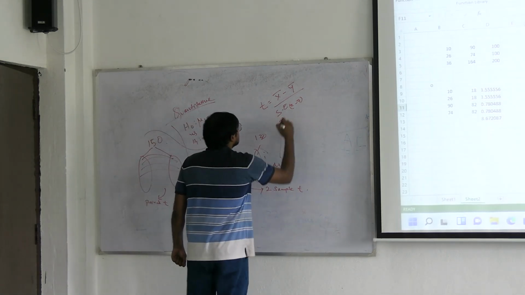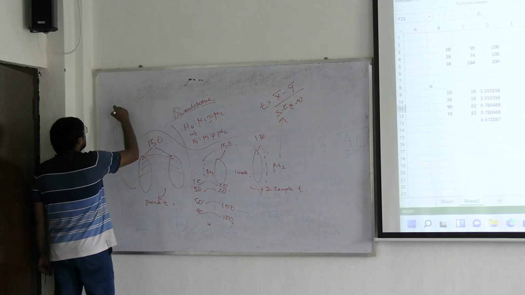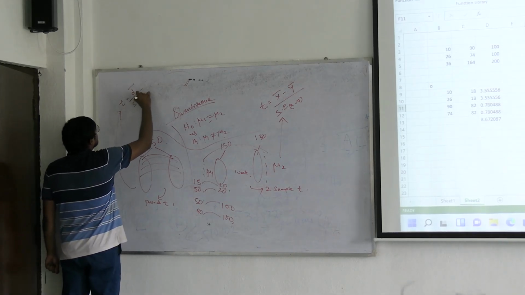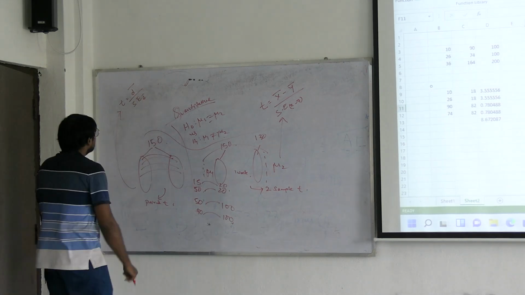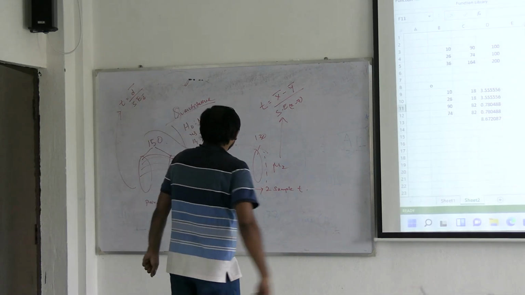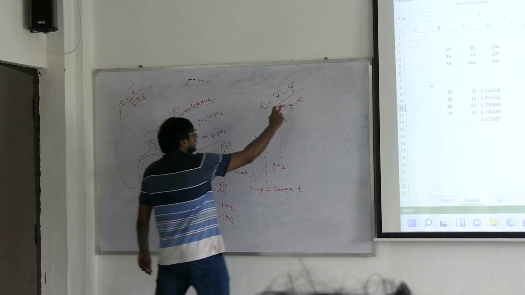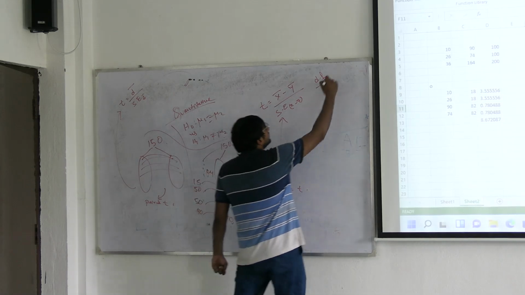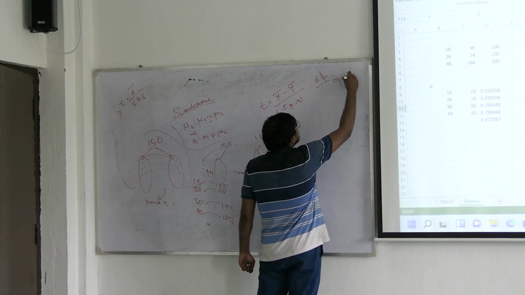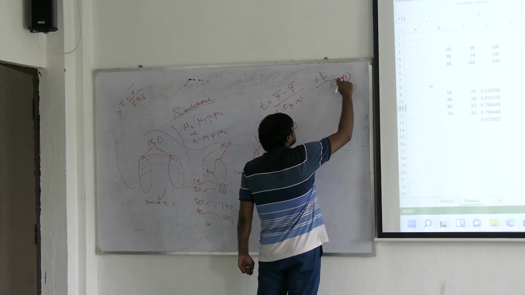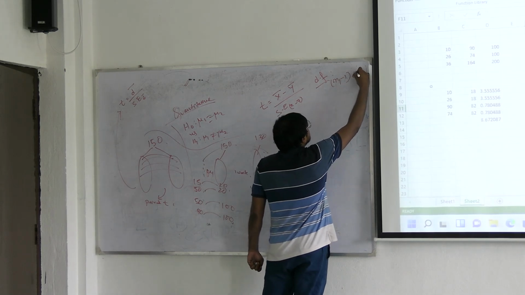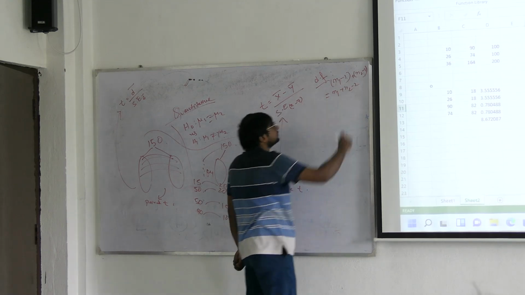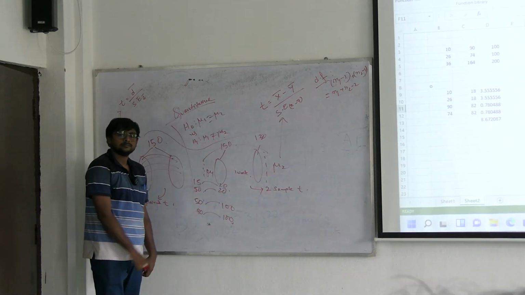For 2 sample T, and for paired T, understood? First, let me write the degrees of freedom, then I will write the standard errors. The degrees of freedom for T distribution for 2 sample T is given by N1 minus 1 plus N2 minus 1, which will give us N1 plus N2 minus 2. Understood?